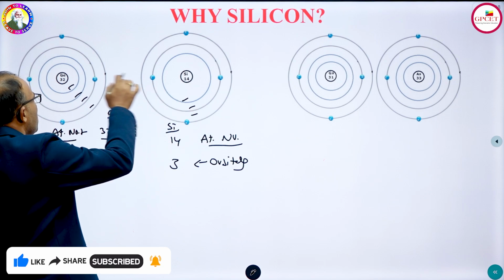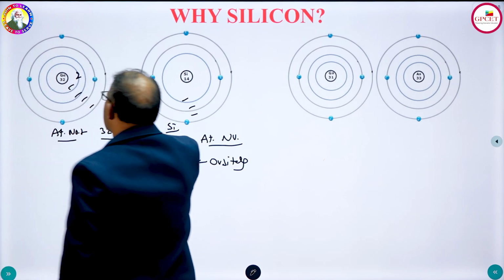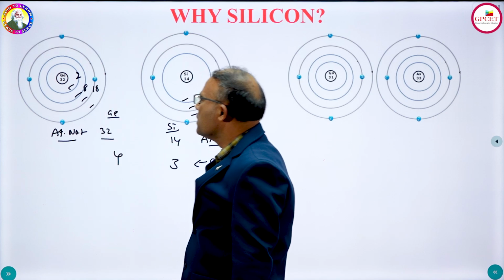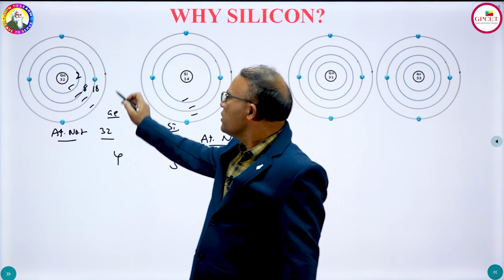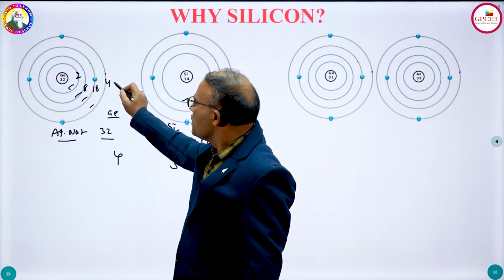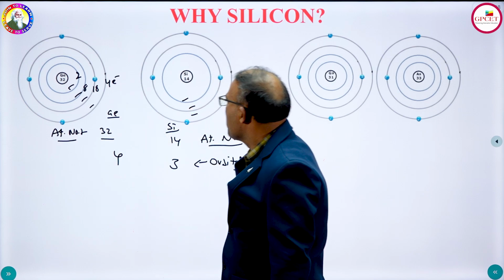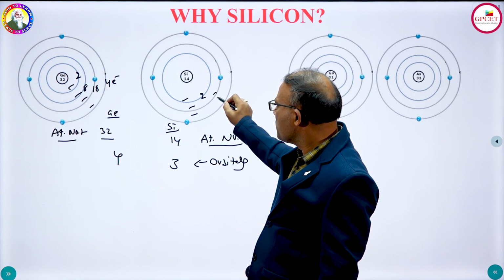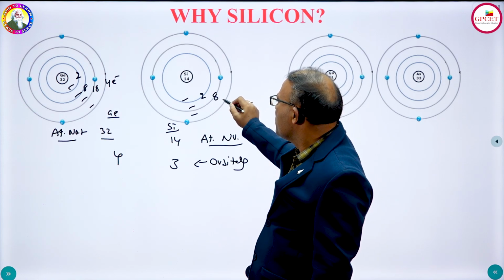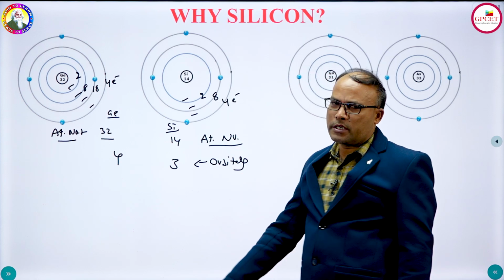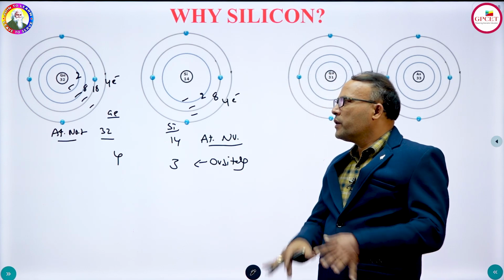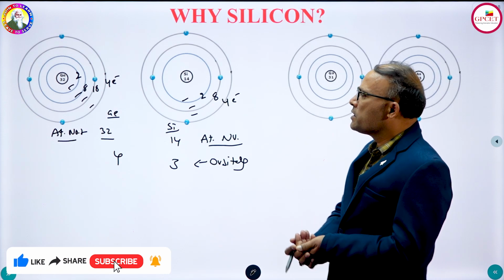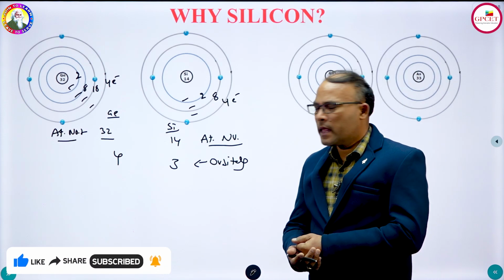Because the first orbital contains how many? 2 electrons. The second orbital contains 8 electrons. The third orbital has 18 electrons. And the remaining, for 32, the fourth orbit contains 4 electrons here. Similarly for silicon, the first orbit has 2 electrons, the second orbit has 8 electrons, and 4 electrons are present at the valency orbit. Okay. So if any material is occupied with 4 electrons at the outermost orbit, then it is called a tetravalent atom.